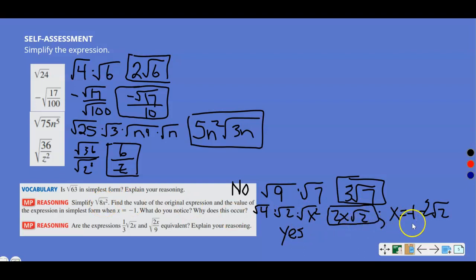When we let x equal -1, it ends up being -2 square roots of 2. So what do you notice? That these have different values when x is -1.